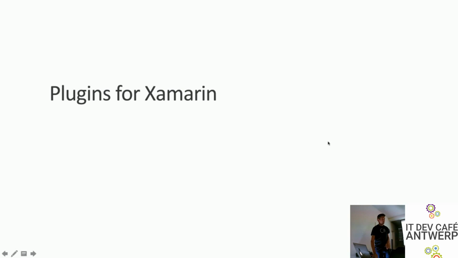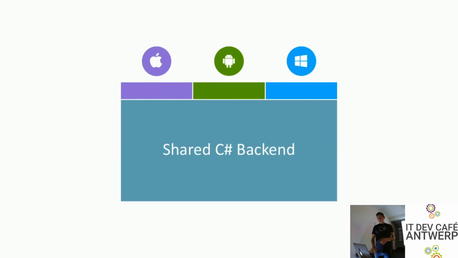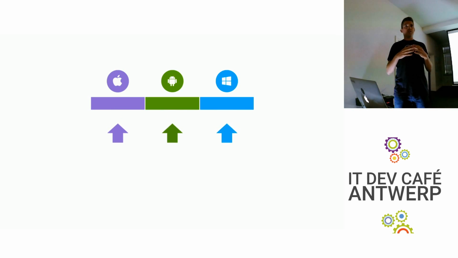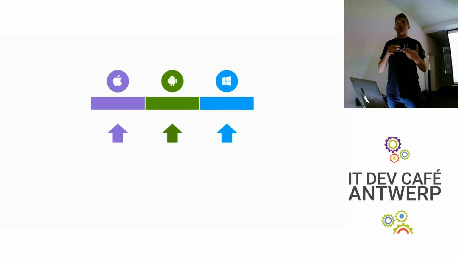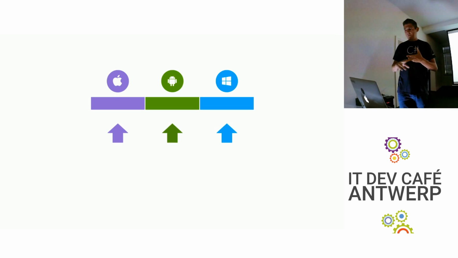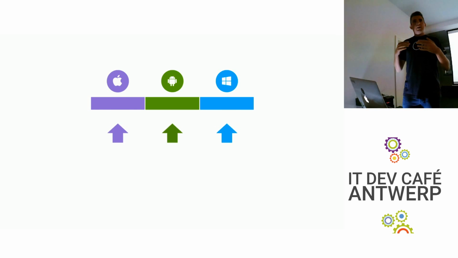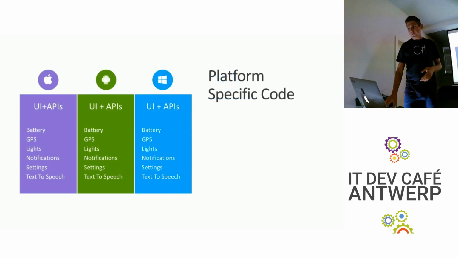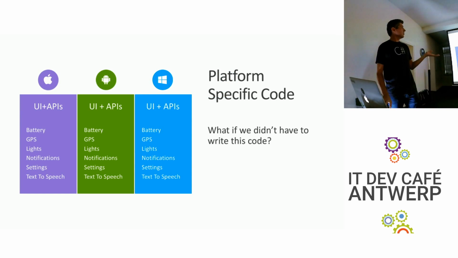Hold on. All right. So plugins. I discussed that we use a shared C# backend, and then we write custom UI code for every platform. Now, obviously, there's a lot of things that are similar on the three platforms. They all have a battery indicator, they all have the camera, GPS, notifications. This is all code that you'd want to reuse in your core across the three platforms. So wouldn't it be cool if we didn't have to write that code?